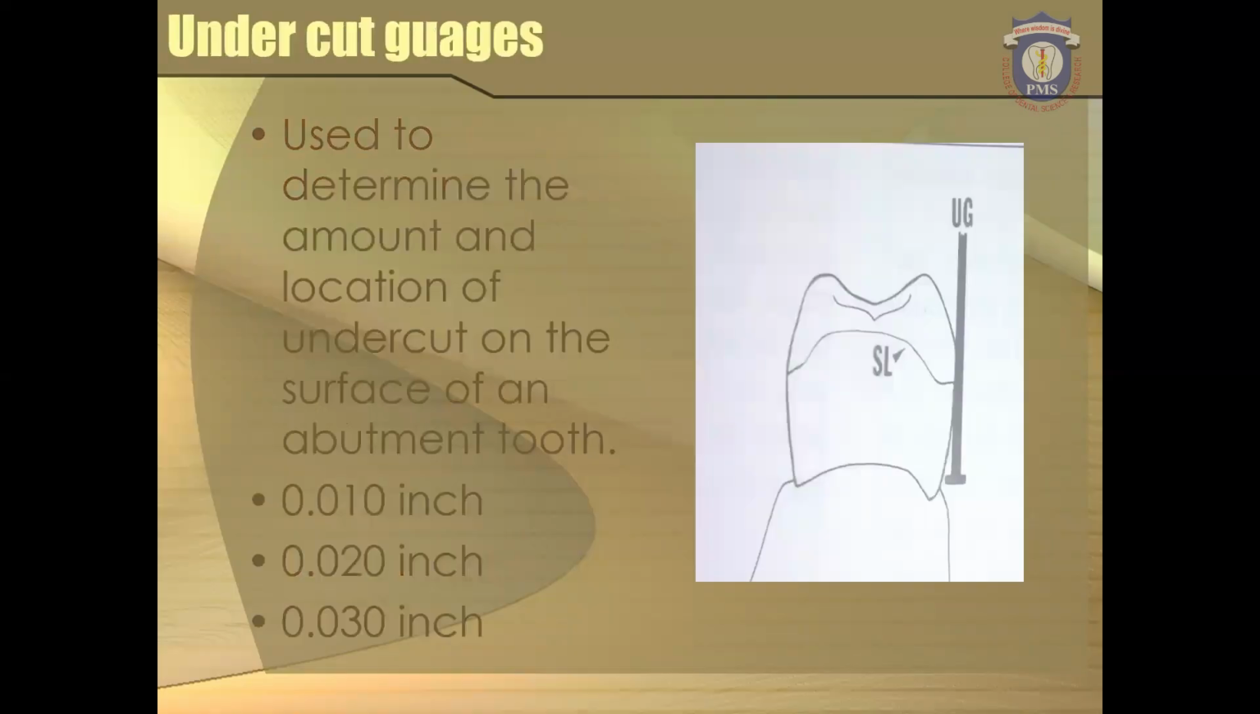Next is the undercut gauges, used to determine the amount and location of the undercut on the surface of an abutment tooth. As we already discussed, there are different measurements: 0.010 inch, 0.020 inch, and 0.030 inch. The significance lies in the point that if you have a severe undercut, you cannot give a conventional clasp. You will have to modify the clasp material.